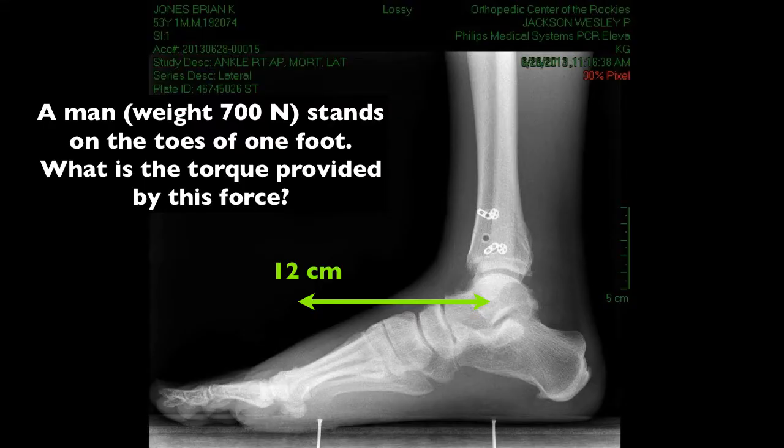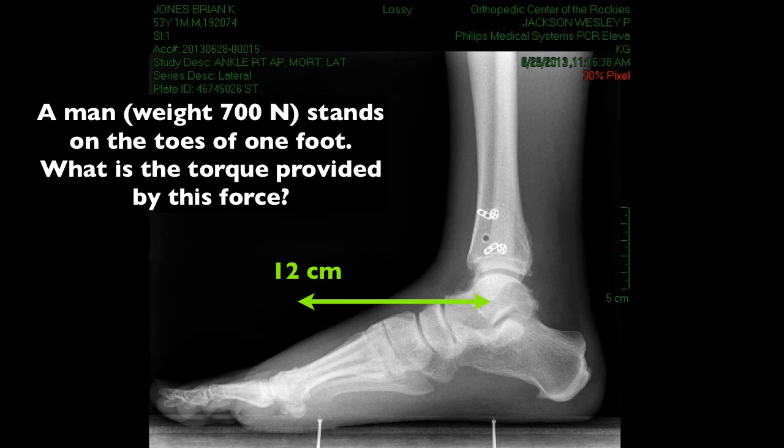A number of years ago, I broke my ankle, and one of the cool things that happened as part of that was they took x-rays of me, and I knew exactly what I was doing, and there are distance scales on the x-rays. So I said, I can use these to do some physics problems, and let's do one. Here's the question. When they were taking x-rays, they would have me stand on the toes of one foot. The goal was to produce a torque about my ankle joint. Why they did that, I'll talk about later. But for now, let's just compute what torque would be provided by that force.